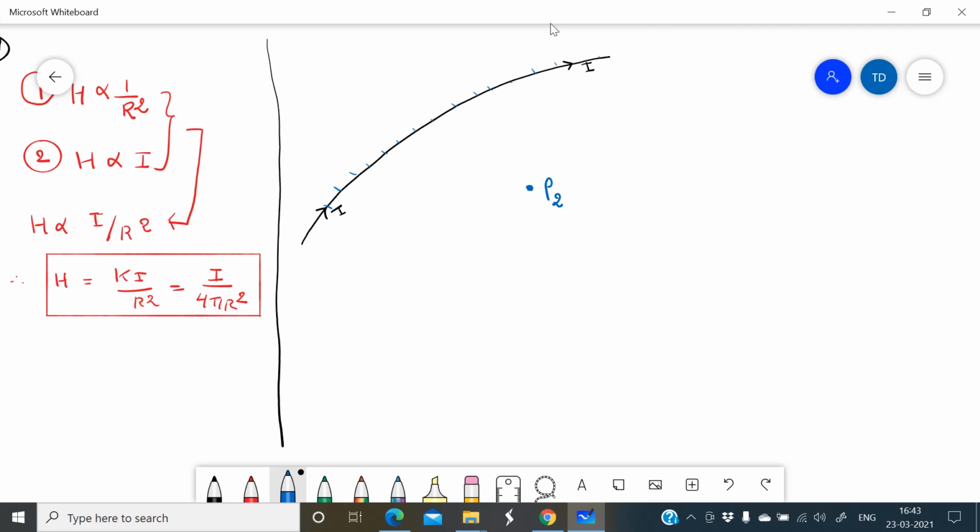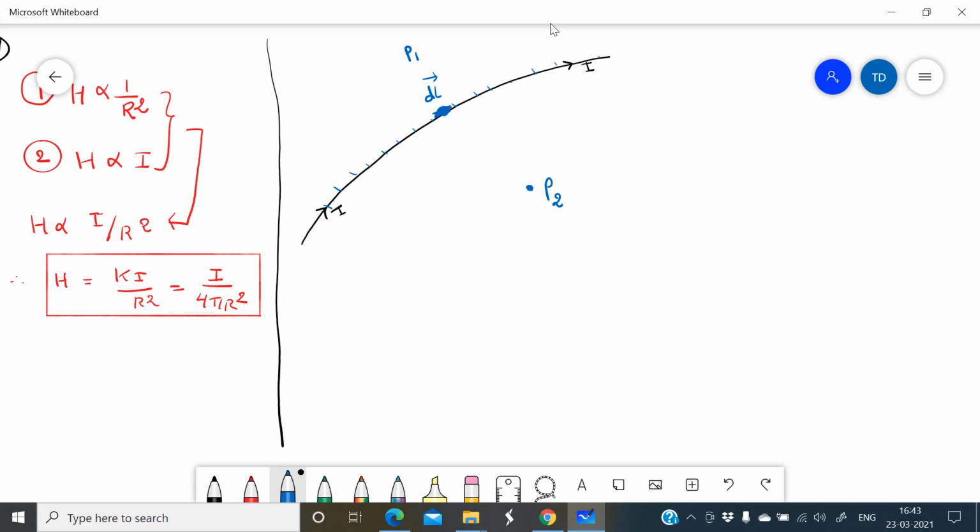Divide the wire into small equal portions, and I have to just consider one small portion. This small portion is represented using dl. What is dl? dl is a differential length of this wire, and we have to consider it just like one point, this point P1. This is one type of point, and the length is dl.